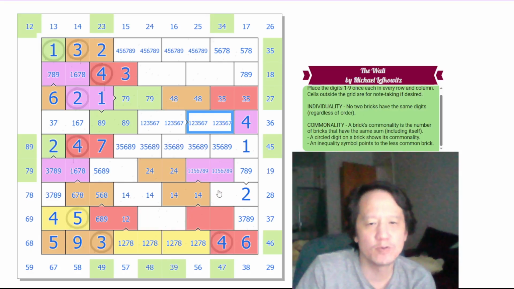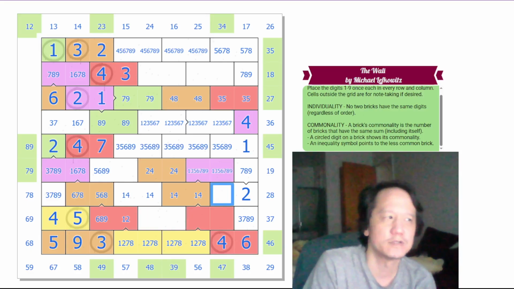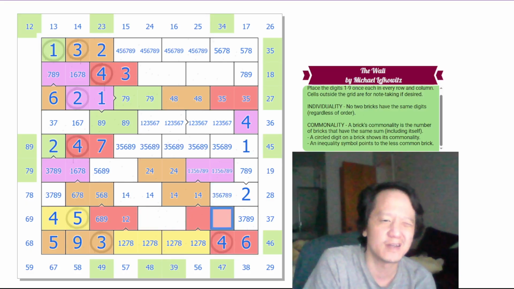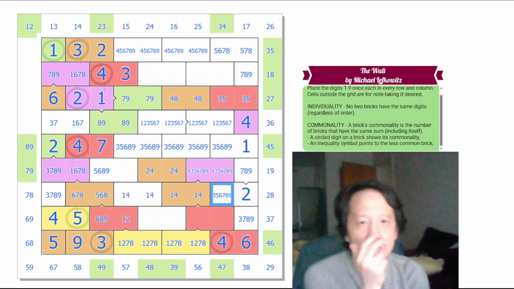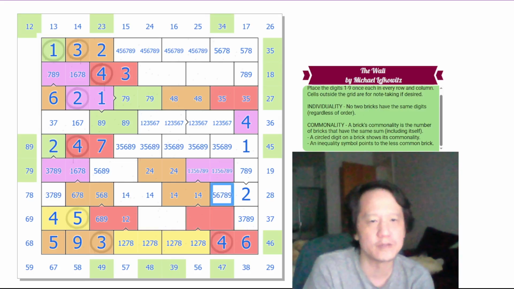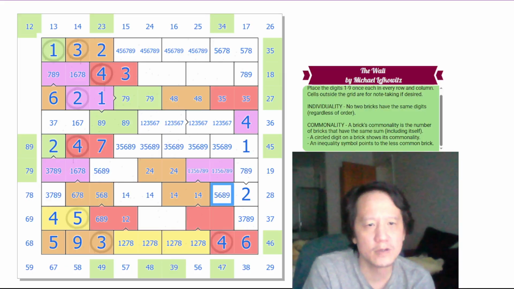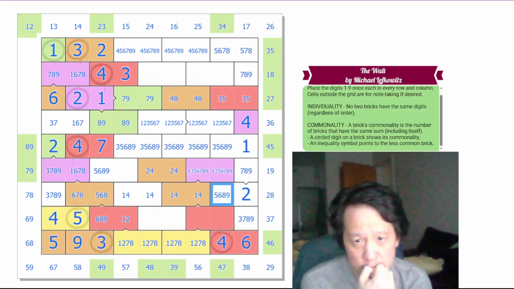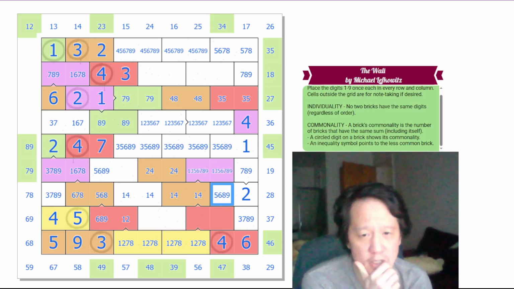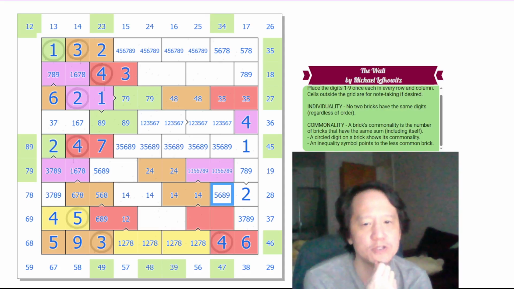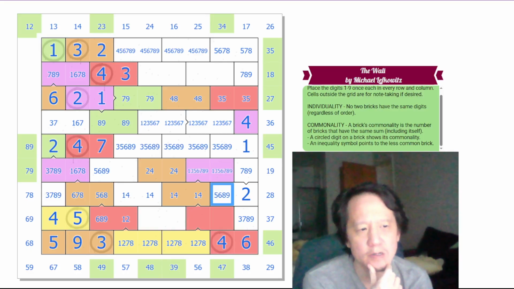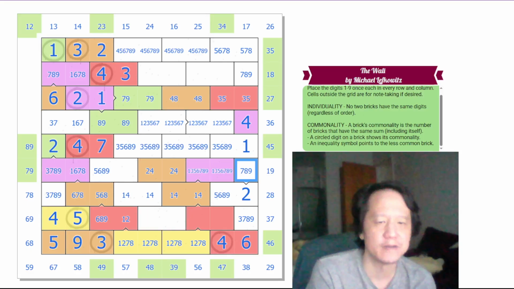2 cannot be with 1 or 4 here. So it's 3, 5, 6, 7, 8, 9. 2 and 3 can't be together; we already have 2 and 3. 2 and 5. 2 and 6. 2 and 7 cannot be. 2 and 8 could be. 2 and 9 could... Okay, 2 and 9... Yeah, it still could be 11. As long as this is 9, right?